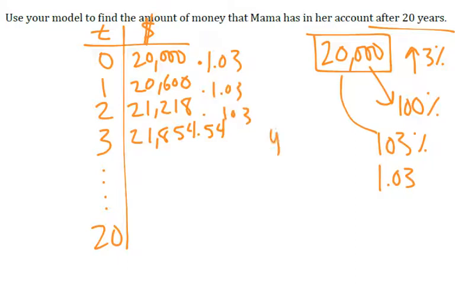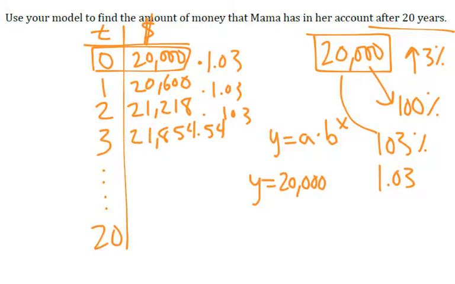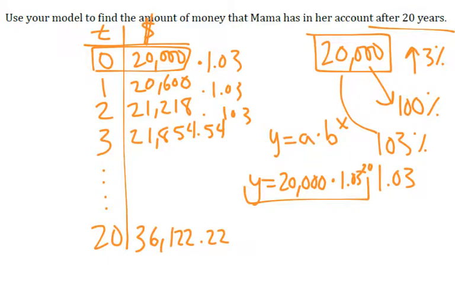Or we could make an equation. Remember, with exponential, we know it's the starting number a, the y-intercept, times the growth b to the x. So our a would be 20,000 times our b would be 1.03, and we want to get to 20 years, right? If we put that in using that equation, that's going to get us our result quicker. So putting this in, we'd get up to 36,122.22, which would take way too long just using that table. So we can use this equation model, which I think is much better than this.